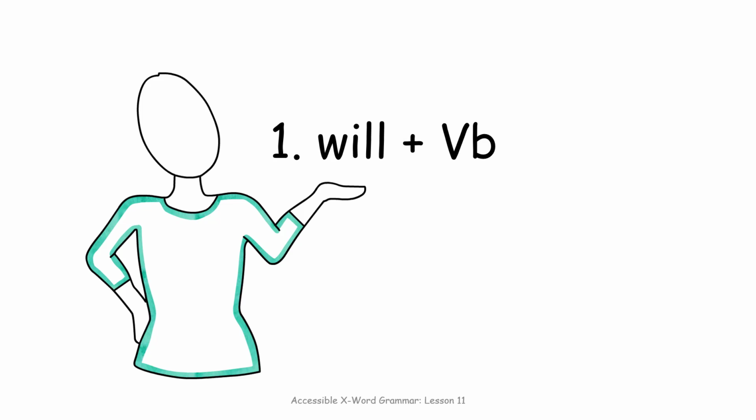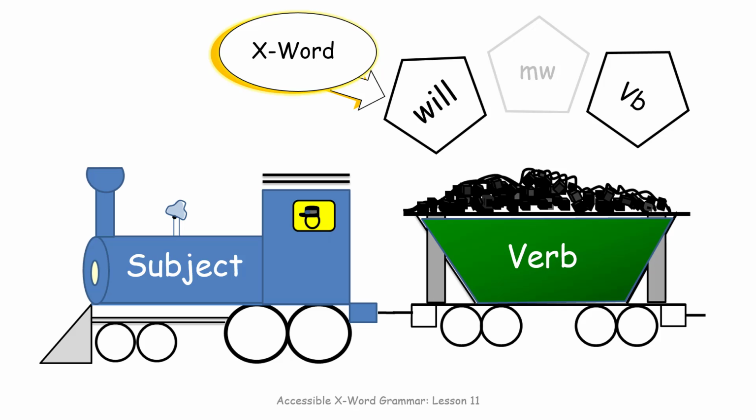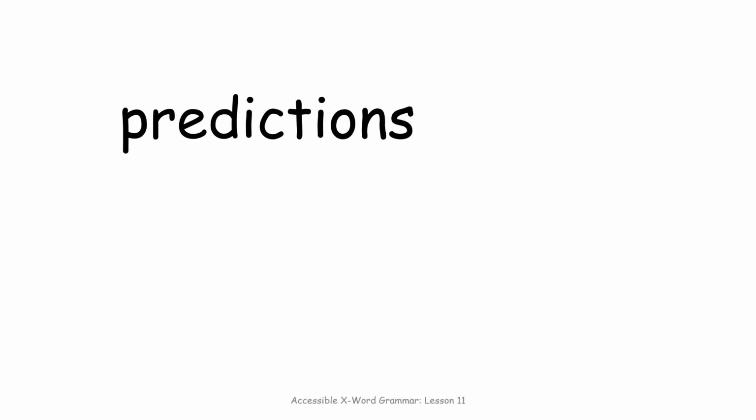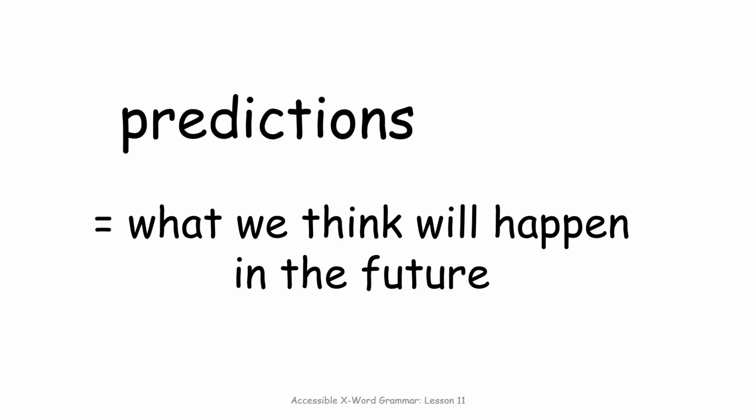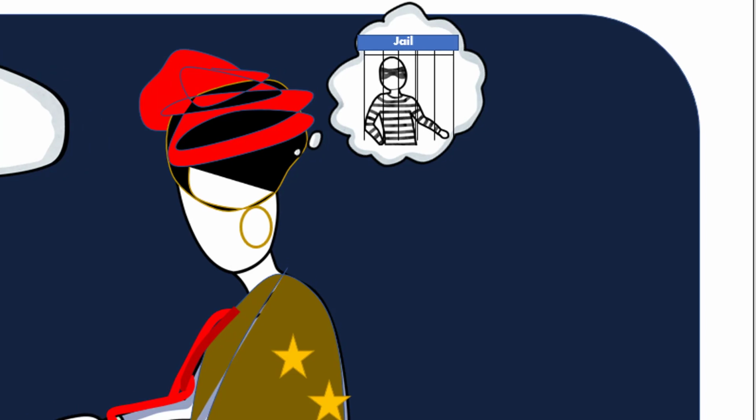First, we'll look at will. This is the easiest to use and usually the first future a student learns. Will is an X word. It always matches with the base form. Will is used especially for predictions about what we think will happen in the future. Here, the fortune teller predicts that the robber will go to jail.